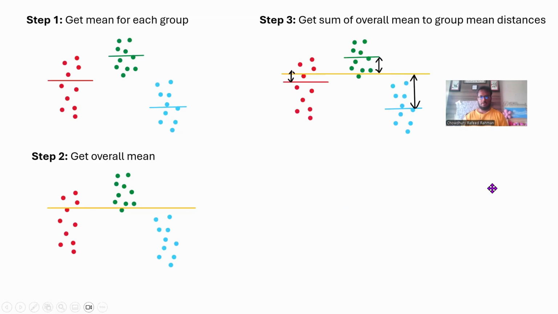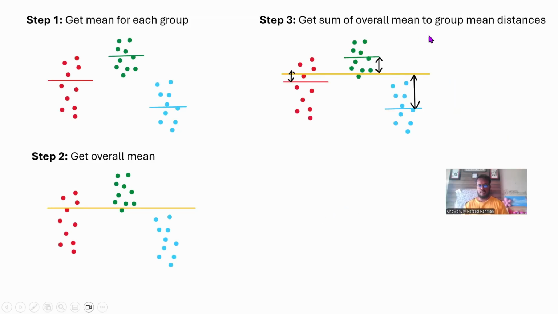Step 3 is going to be get sum of overall mean to group mean distances. So you have these three distances, you have these three means, and you can take the distance from the overall mean, and you can sum these three things up. So that is going to be the sum of overall mean to group mean distances. So just sum these distances up.